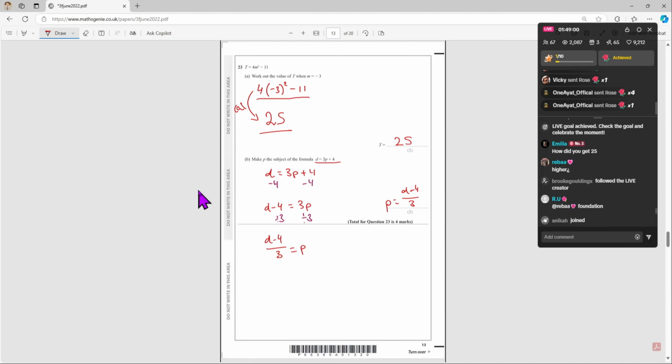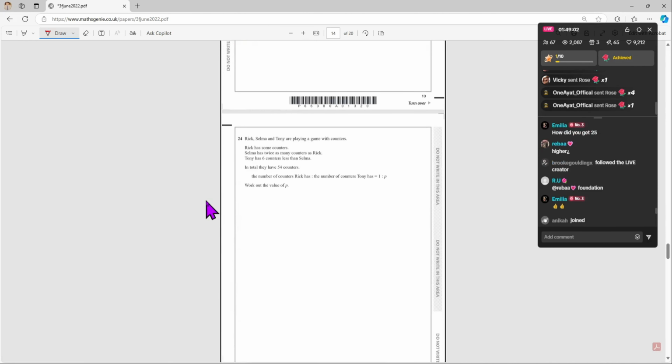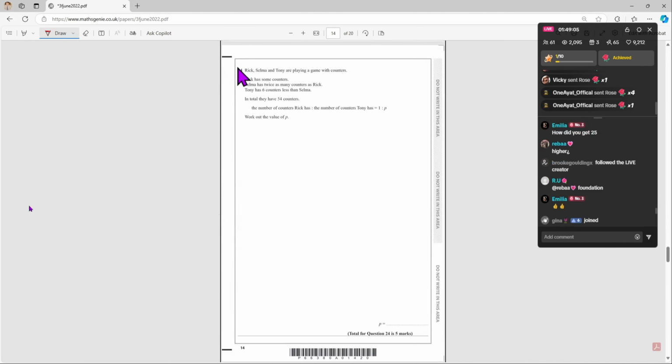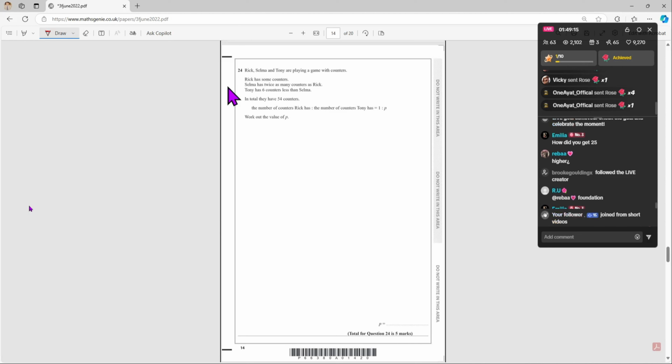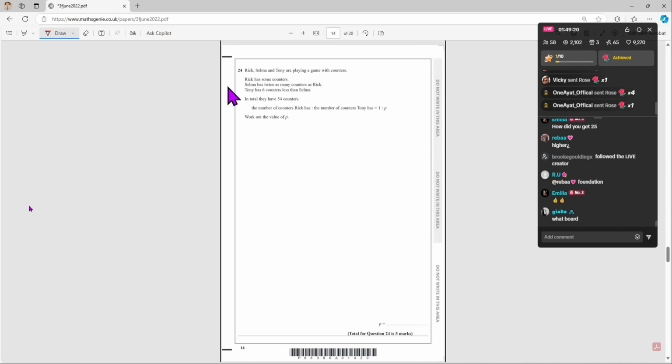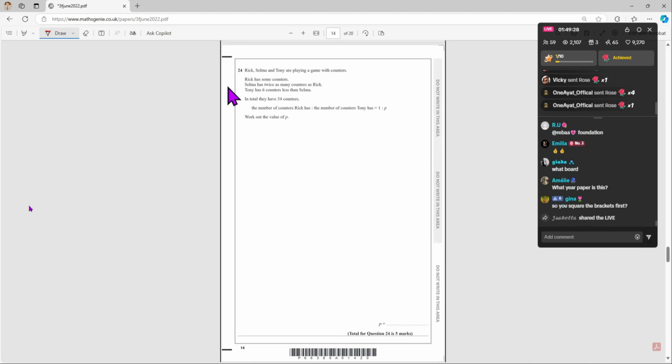So let's move on to question number 24. We have Rick, Selma, and Tony. Rick, Selma, and Tony are playing a game with counters. Rick has some counters. Selma has twice as many counters as Rick. Tony has 6 fewer counters than Selma. In total, there are 54 counters. The number of counters Rick has to the number of counters Tony has is 1 to P. Work out the value of P.